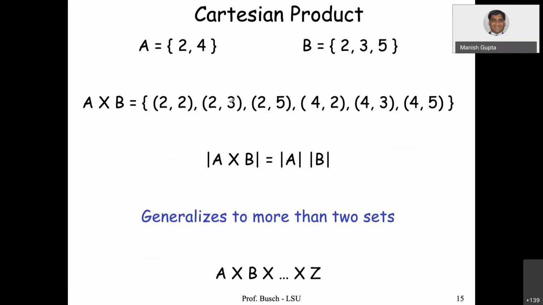Then we can talk about the Cartesian product. If A is {2, 4} and B is {2, 3, 5}, then A cross B is equal to (2,2), (2,3), (2,5), (4,2), (4,3), (4,5), right? So you can write it down.